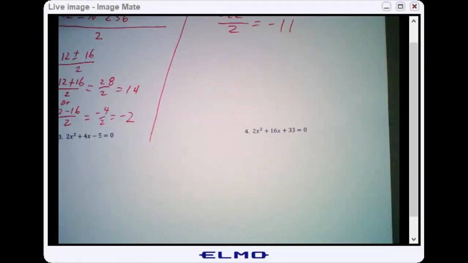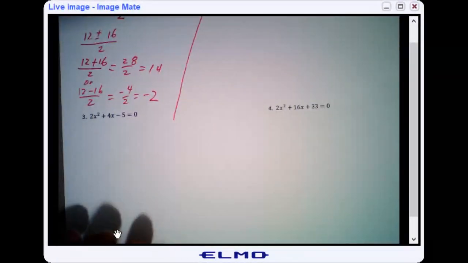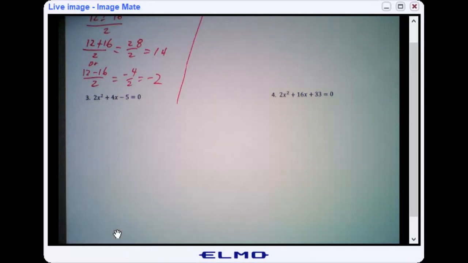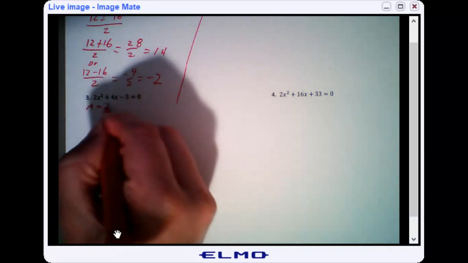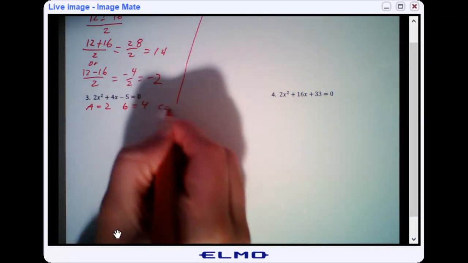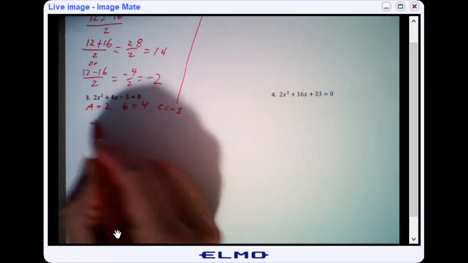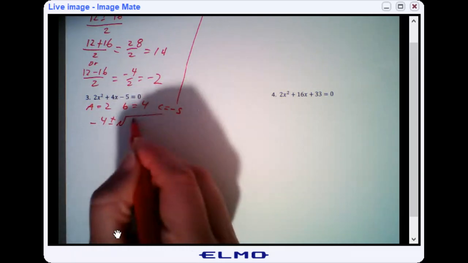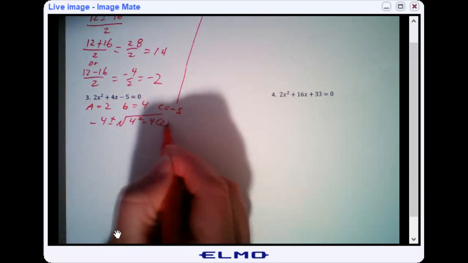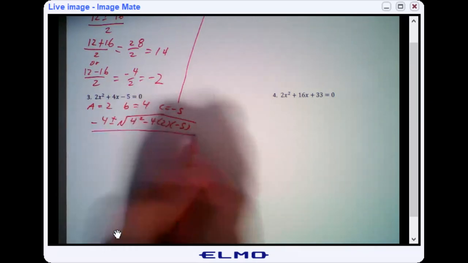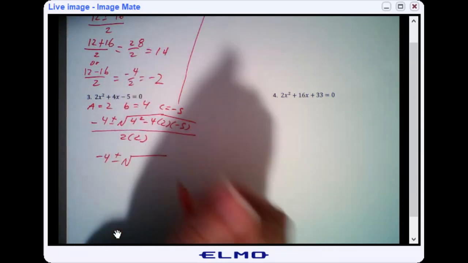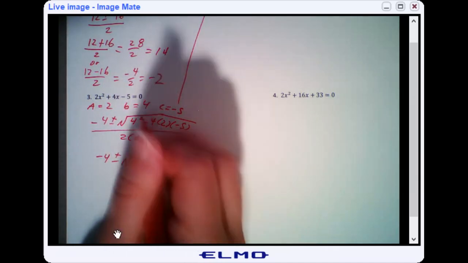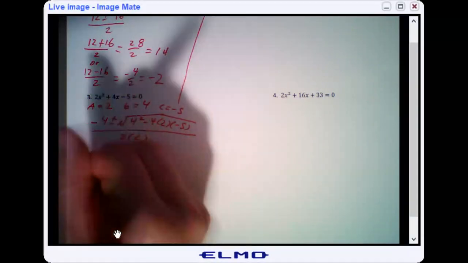For 3, we're going to have 2x squared plus 4x minus 5 equals 0. Again, everything's already on one side, so we know our A is 2, our B is 4, and our C is negative 5. We'll plug it in, so negative 4 plus or minus square root 4 squared minus 4AC all over 2A. We'll have negative 4 plus or minus square root 56 divided by 4.